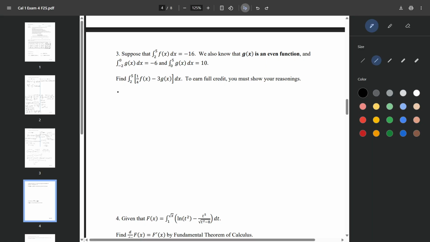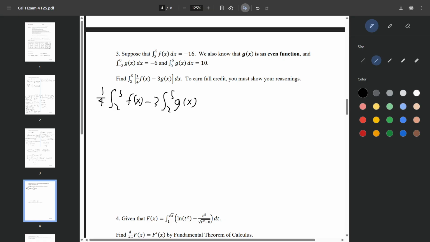So first thing we need to do is distribute our integral to the rest of the equation. So following the rules, we're going to have 1/4 the integral from 2 to 5 of f(x) minus 3 times the integral from 2 to 5 of g(x).